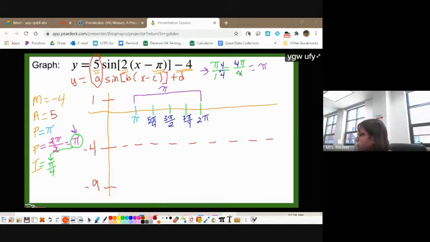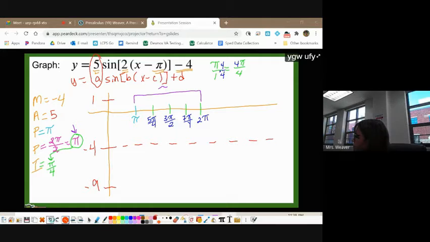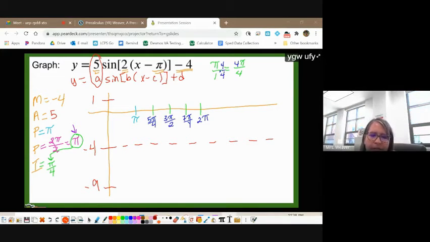Okay, so we have our 5 key X values and we have our 3 key Y values. So we are ready to graph. I'm going to come erase my period that's on there, because I don't want that interfering, but I was just showing how we can check that it does take our period to get through the 5 key points.